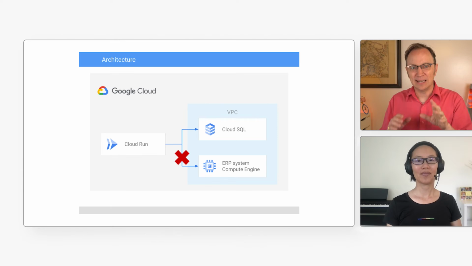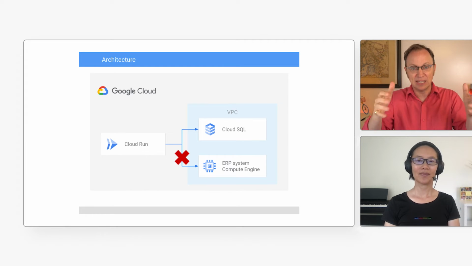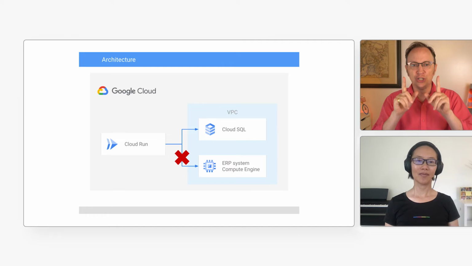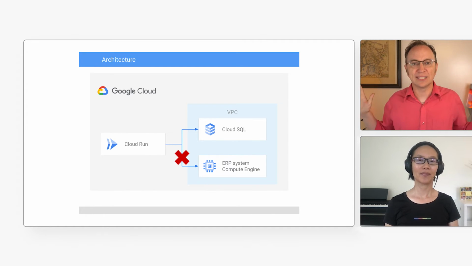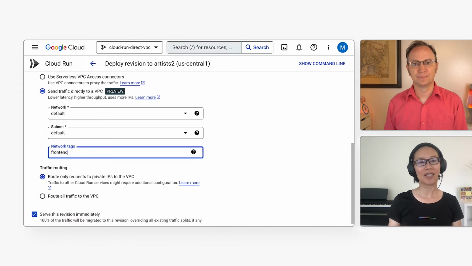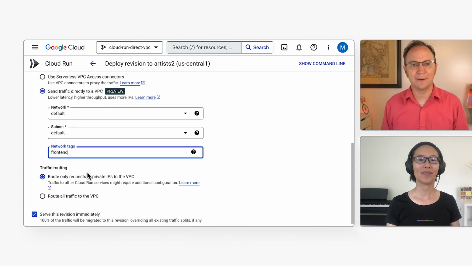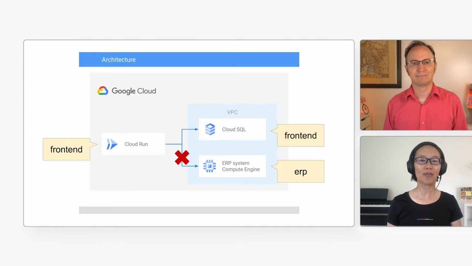Excellent. My next question is about fine-grained access. Let's say I have a sensitive ERP system also running in my VPC. And to play it really safe, I don't want my Cloud Run service to be able to reach that ERP system. How would I set that up? You can do that with firewall rules. Remember how you set the network tag front end when you configured VPC access? Oh, right, you told me to, yeah. Yeah, you can define firewall rules based on network tags. So you can, for example, define a rule that blocks traffic from front end to resources tagged ERP.